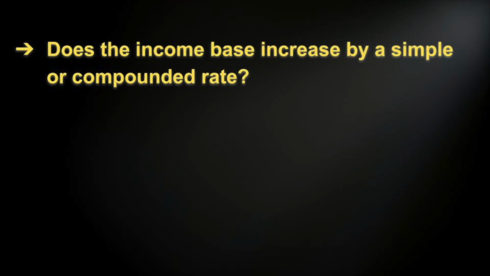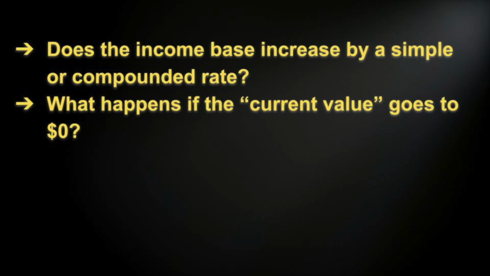And when you're on the phone, it also wouldn't hurt to ask them a few questions about how the income rider works. Does the income base increase by a simple or compounded rate? You need to know what happens if the current value ever gets to zero. Will the income continue as it has, or do they force you to annuitize? And if they force you to annuitize, you need to know what value they use as the annuitization value. You may also want to find out if they force annuitization at a certain age. I've seen quite a few of those contracts recently as well.